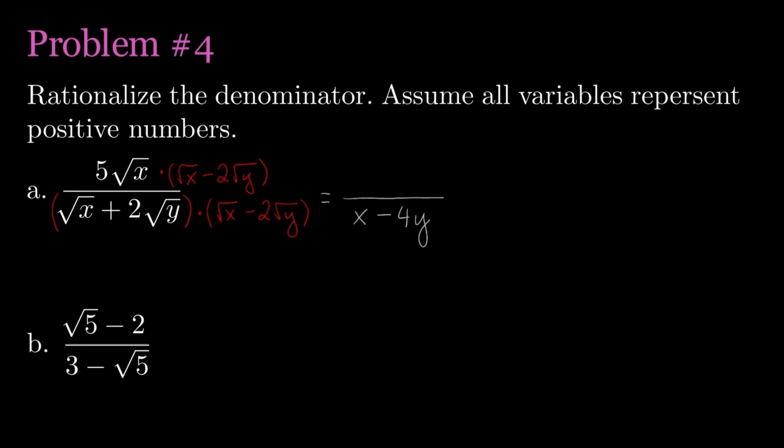In the numerator, I'm going to distribute that 5 square root of x, acknowledging that square root of x multiplied by the square root of x is just x, and then we have minus 2 times 5 is 10, and the square root of x multiplied by the square root of y is simply the square root of xy according to the product rule for radicals.